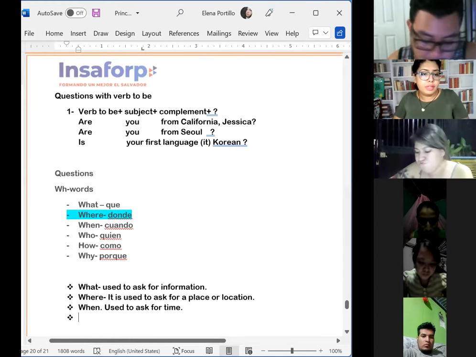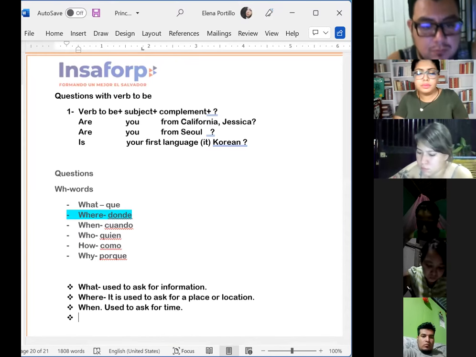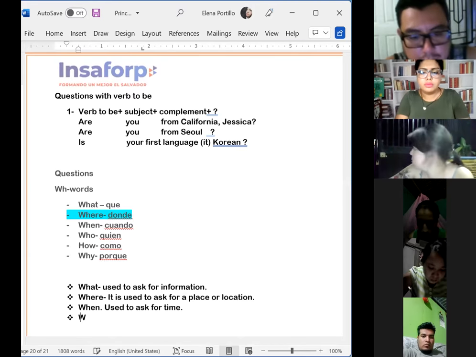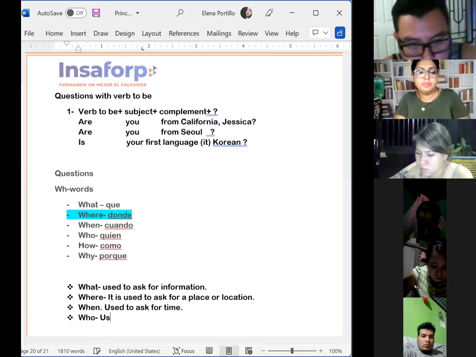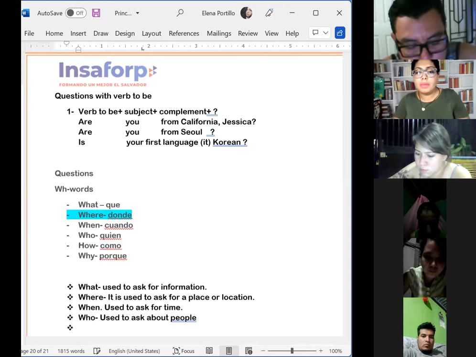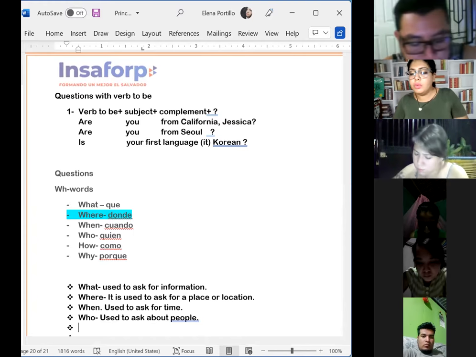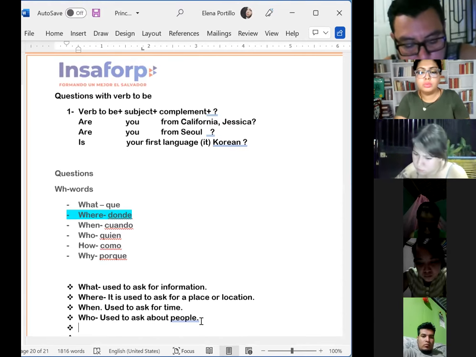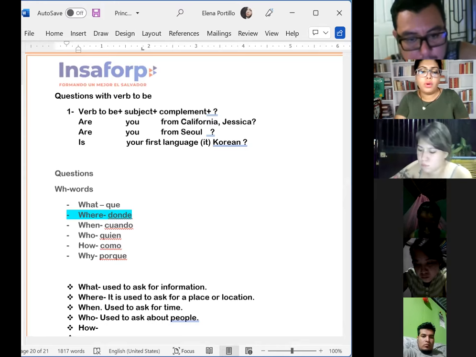Then we have, let's see, who. Who used to ask about people. Lo utilizamos para hablar de las personas. Then we have how. And it says that how is used to ask for way or form.